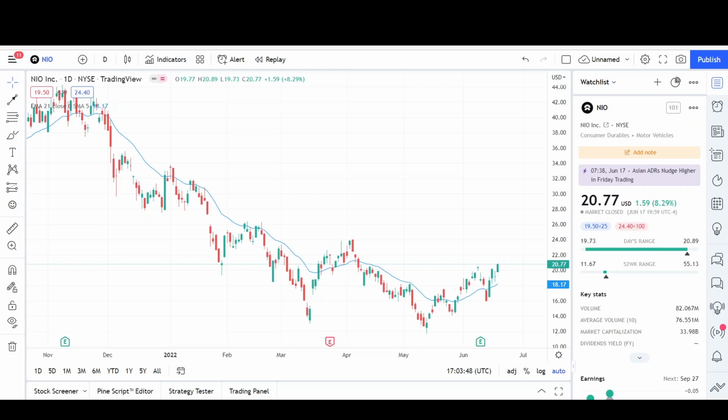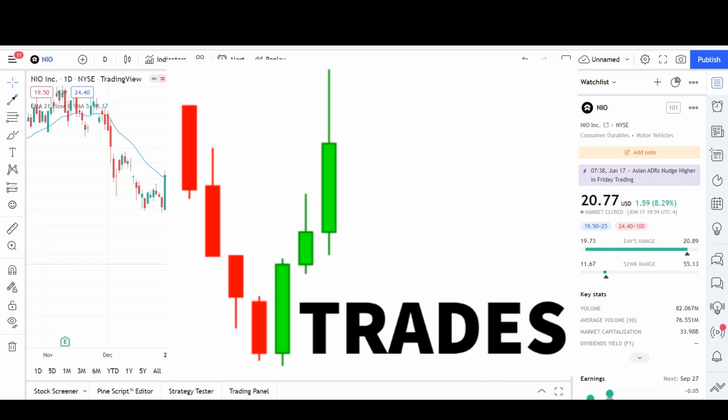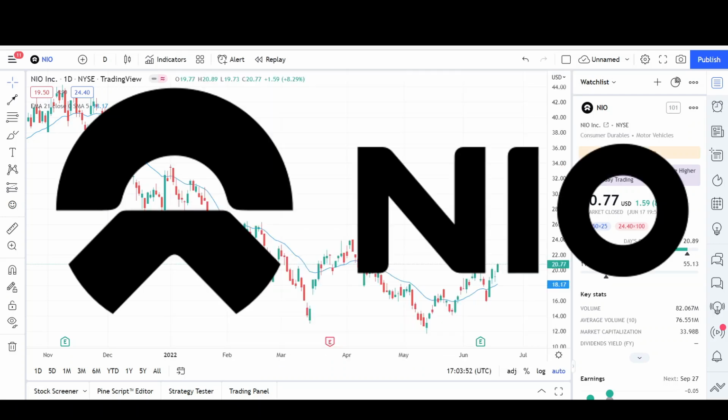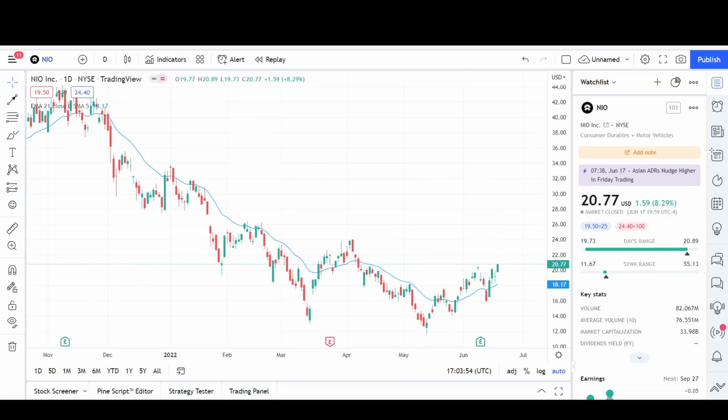What's up, traders? This is Vee Trades, and today I'll be doing a technical analysis breakdown for NIO with the ticker symbol NIO.